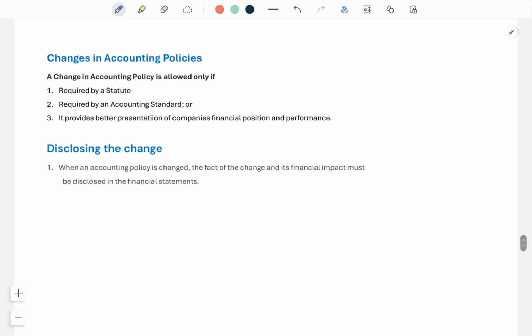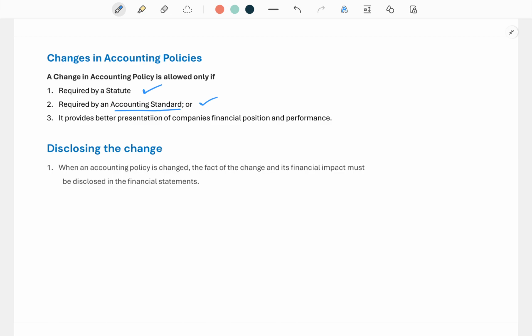So, as I said, accounting policies need to be consistently followed throughout the period. But if you have to change the policy, when can you change? There are only three situations where the company can change accounting policy. Number one, if the change is required by a statute, any law asking you, the company can change. Second, required by an accounting standard. So if any accounting standard requires the company to change an accounting policy, then also it can be changed.